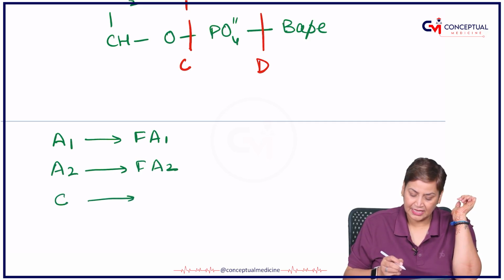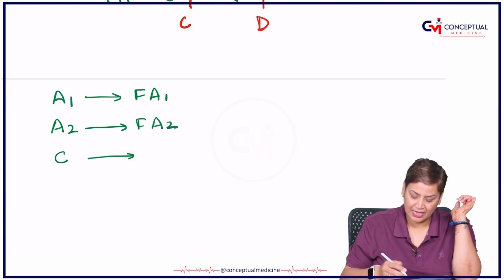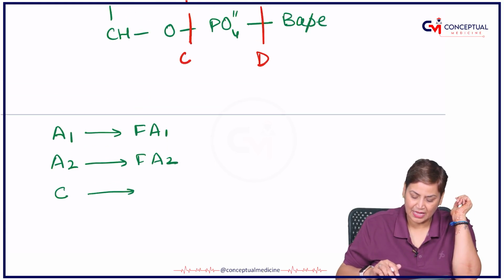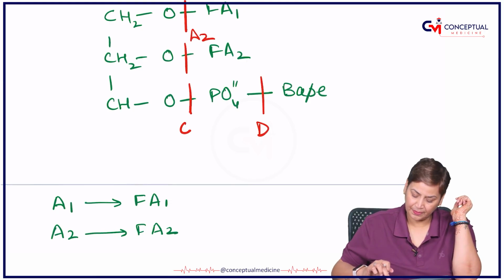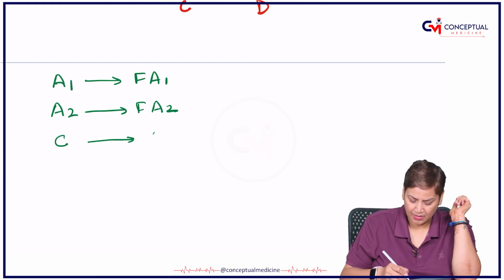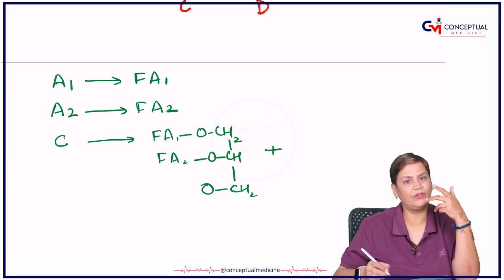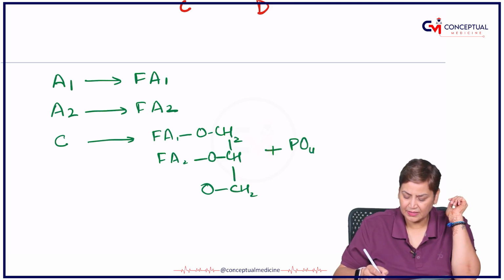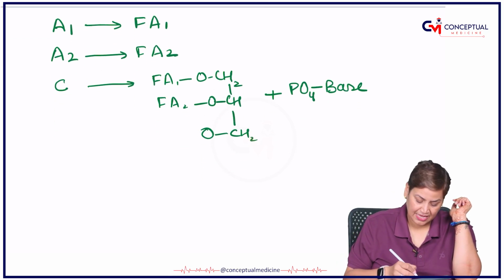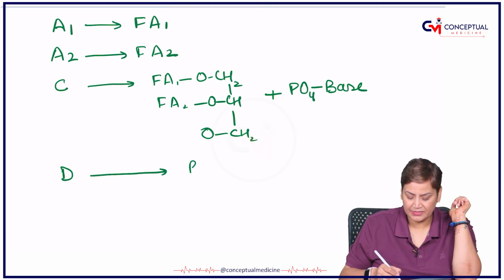If the attack is at C, we can say the entire structure will be there. So, I can say phosphatidic acid will be there like this, plus fatty acid 1, fatty acid 2 along with CH2, OCH, and this structure will go like this. And what will be given out? Phosphate, combined with base. And if D is there, simply the base will go out.